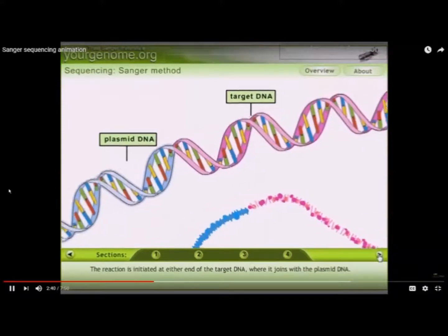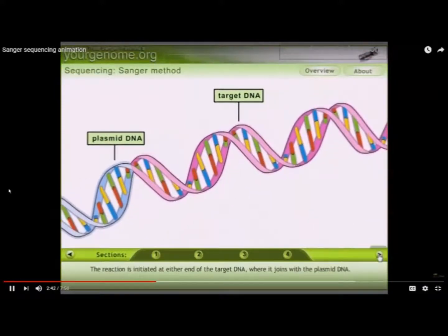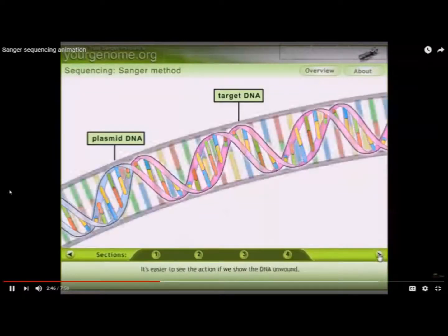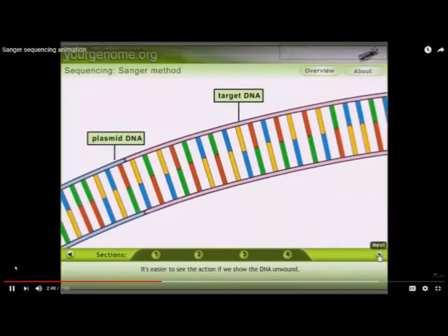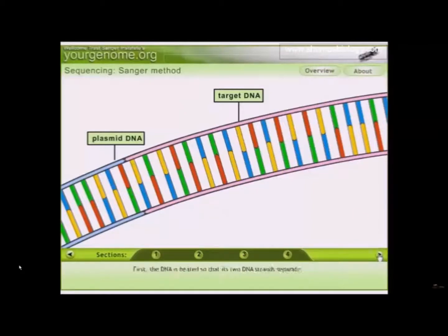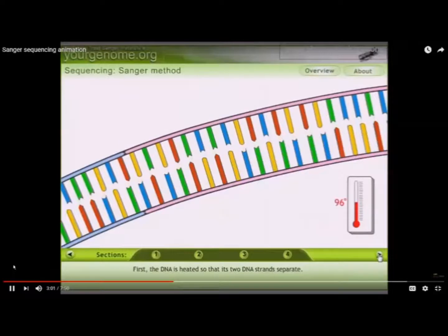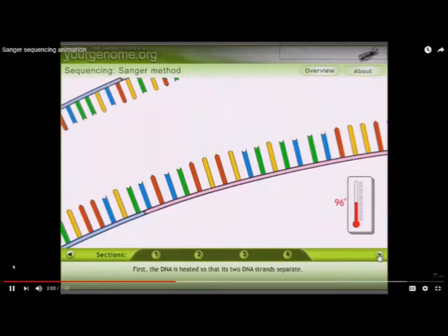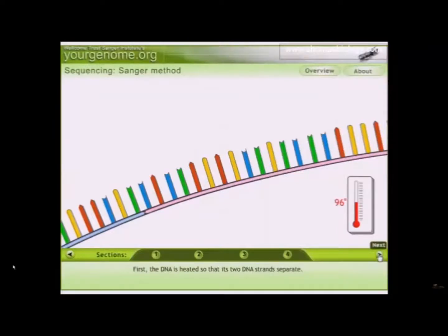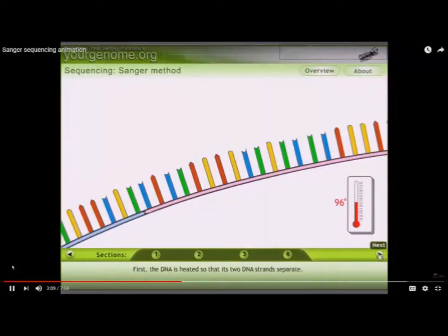The reaction is initiated at either end of the target DNA, where it joins with the plasmid DNA. It's easier to see the action if we show the DNA unwound, so let us consider the DNA in its unwound state. First, the DNA is heated so that its two strands start to separate. This is done by increasing the temperature to 96 degrees Celsius.